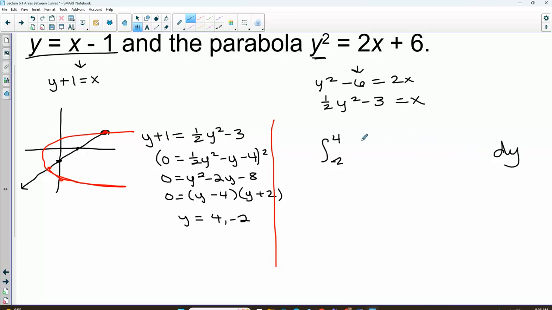Now when we're doing it in terms of x, we do top minus bottom. Here think of it as right minus left. So the rightmost one is my line, which is y plus 1. On the left, I have my parabola. So 1 half y squared minus 3 minus... 2. Have I lost anybody?